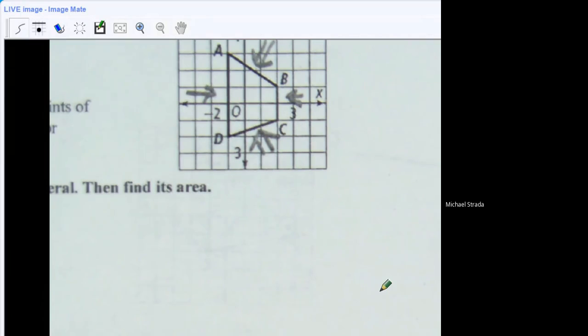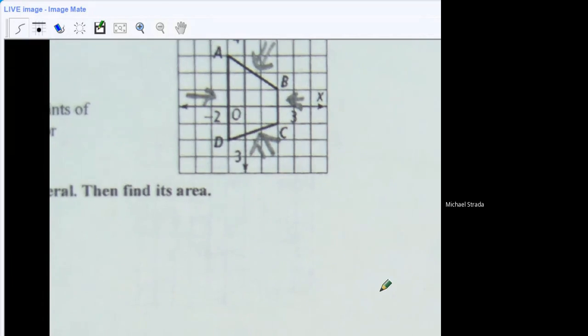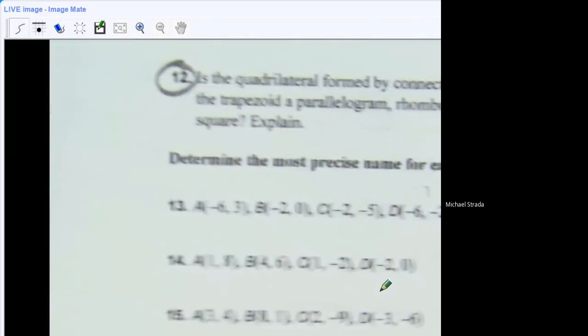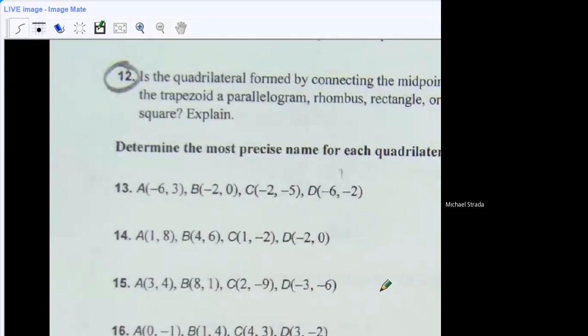Okay. 13 through 17 is where most of your work is going to be. Determine the most precise name for each quadrilateral. This is what I would expect to see.